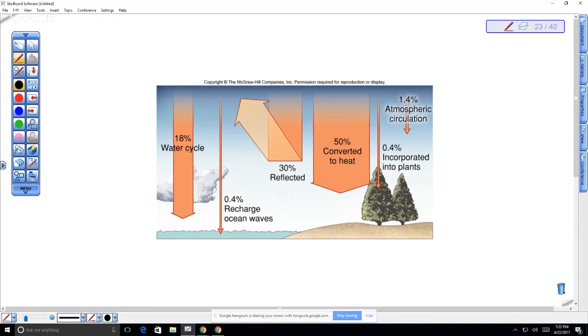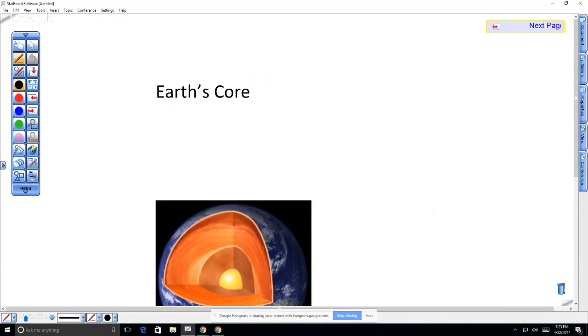So in your book, they have this diagram that shows 50% of it is converted to heat. Heat tends to be low quality. 18% runs the water cycle, we're talking about the atmosphere and the movement of water, and then 30% is reflected back. Okay, so that's solar energy. Only about 0.4% of that energy is incorporated into plants, and so that would be photosynthesis.